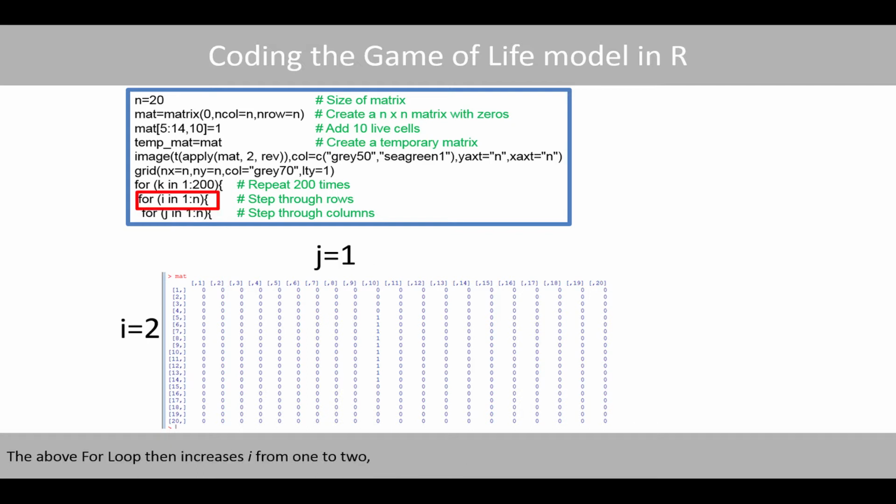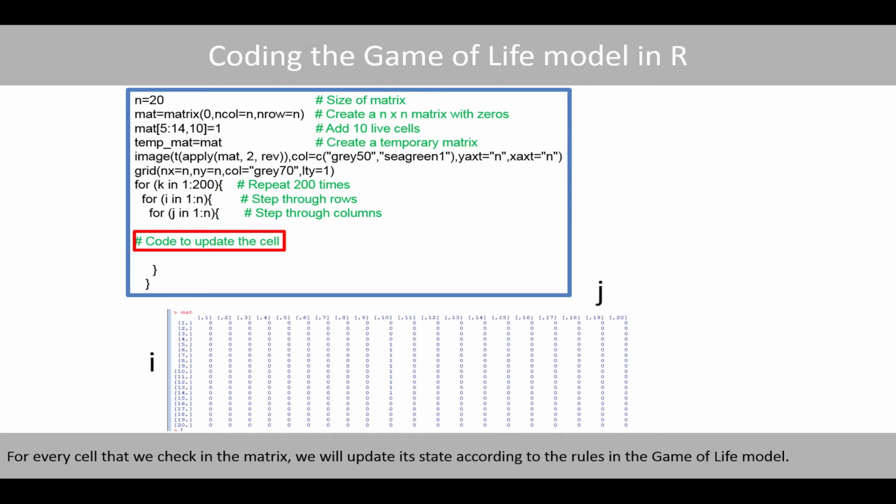The above for loop then increases i from 1 to 2, whereas the second for loop starts over from 1 again. We therefore now look in the second row in the first column. Then we move to the second column, and then to the third column, and so forth. When both i and j have reached the value 20, we have checked all elements of the matrix.